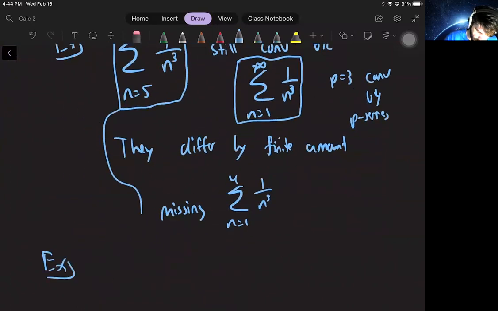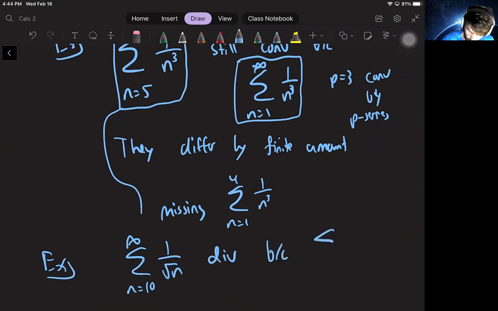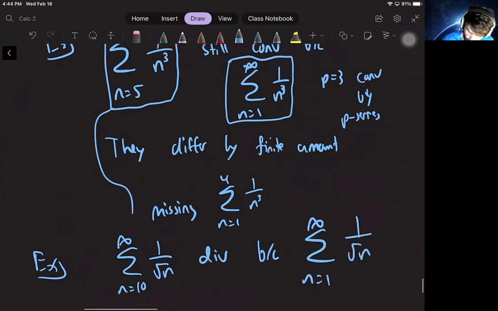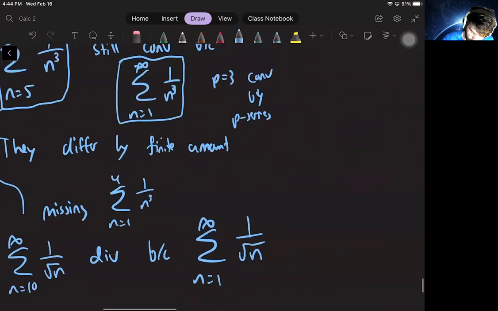Same idea for diverging. So if you start here and you do 1/square root of n, this will still diverge because the actual p series where it starts at 1 diverges.